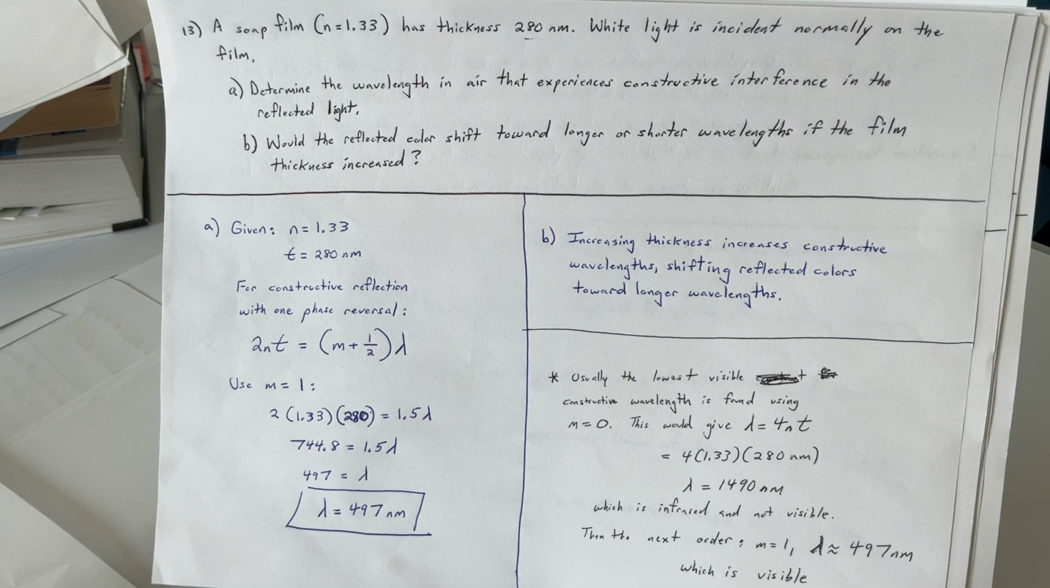So that's letter A. Letter B, would the reflected color shift toward longer or shorter wavelengths if the film thickness increases? This is a textbook-type application of what you know about this topic. The answer is that increasing thickness increases constructive wavelengths, shifting reflected colors toward longer wavelengths.